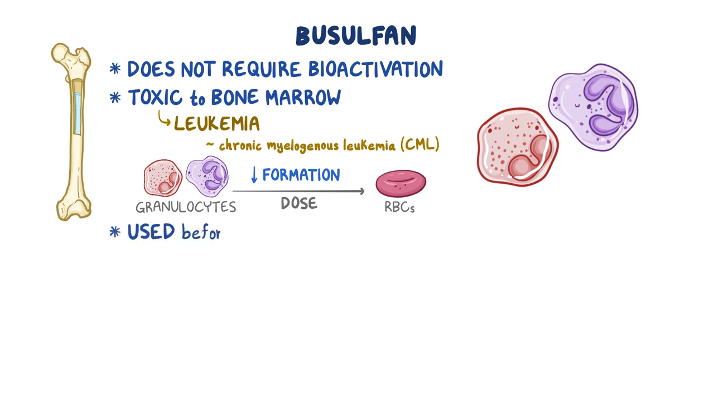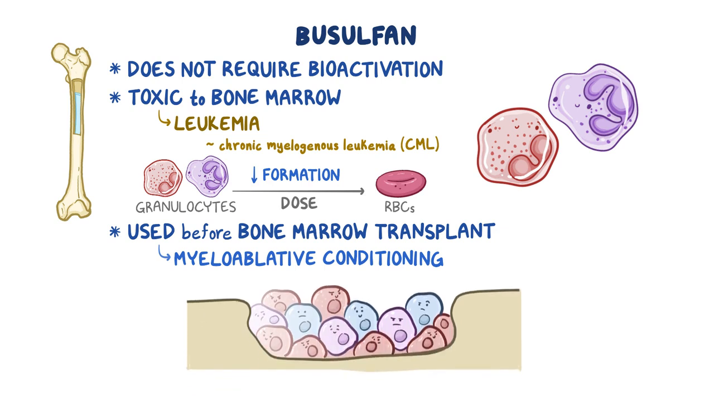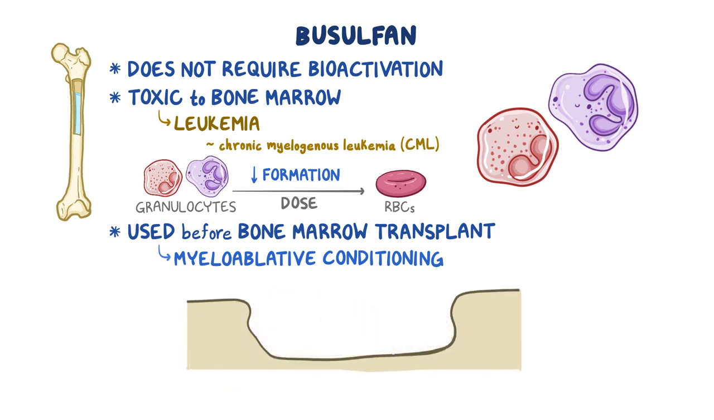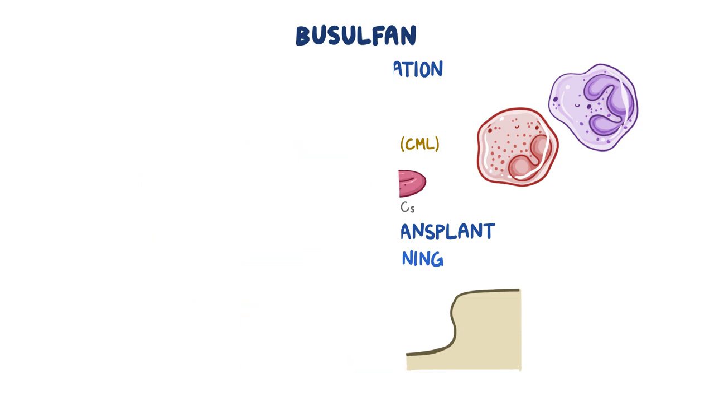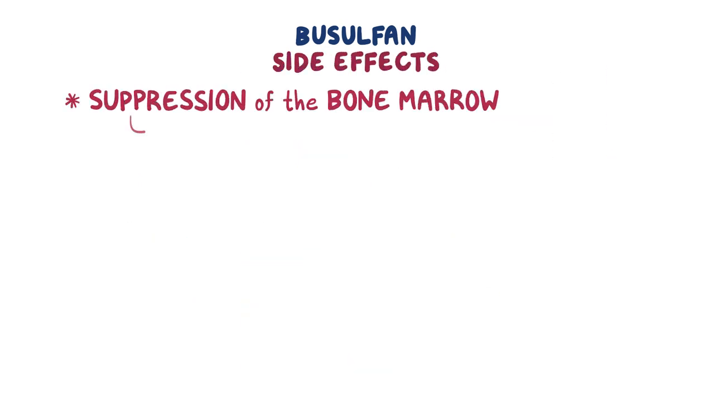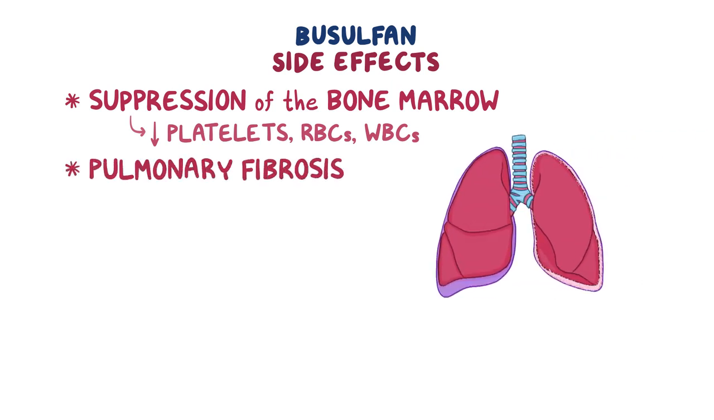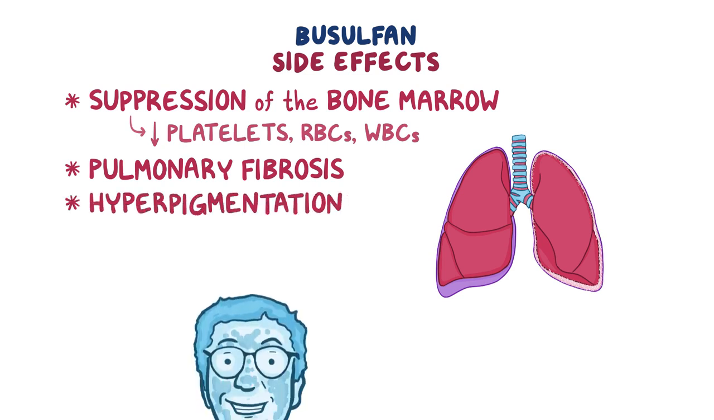Now, busulfan is used before bone marrow transplant as part of a myeloablative conditioning, where both the cancer cells and healthy bone marrow are destroyed to make room for the new bone marrow. Now, the side effect is, of course, the suppression of the bone marrow, leading to decreased platelets, red blood cells, and white blood cells. Other less frequent toxicities include pulmonary fibrosis, where excess collagen or scar tissue form in the interstitial tissue of the lung, and hyperpigmentation, or darkening of the skin.